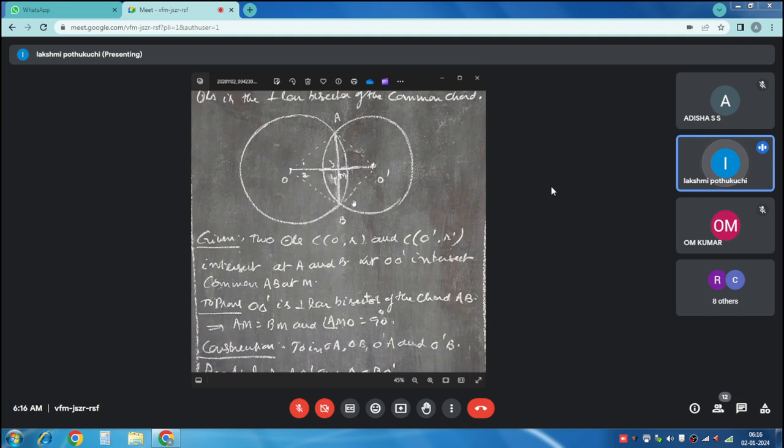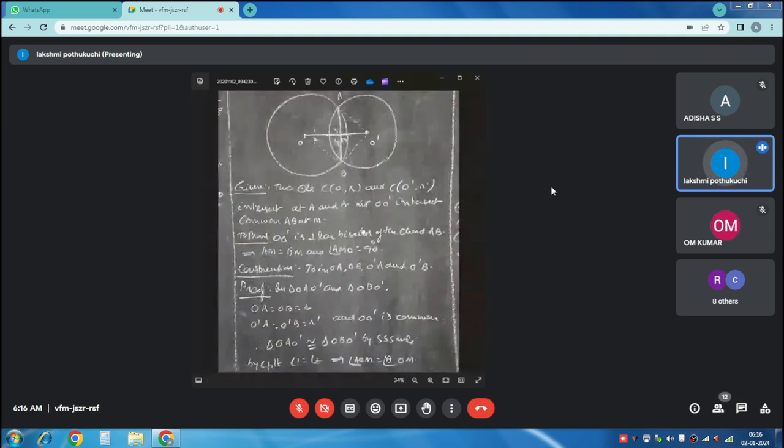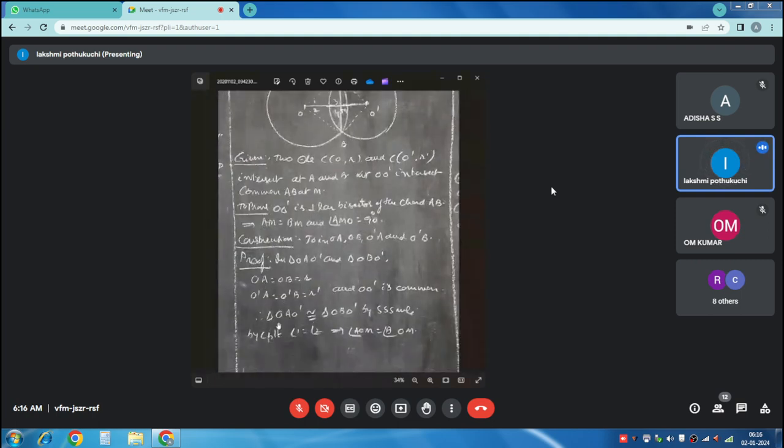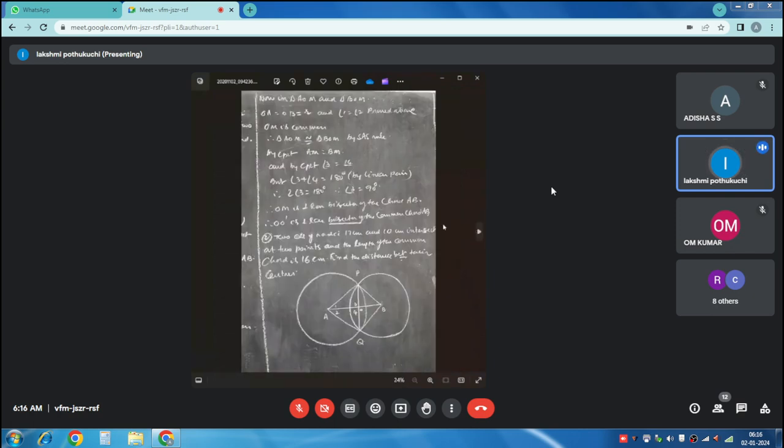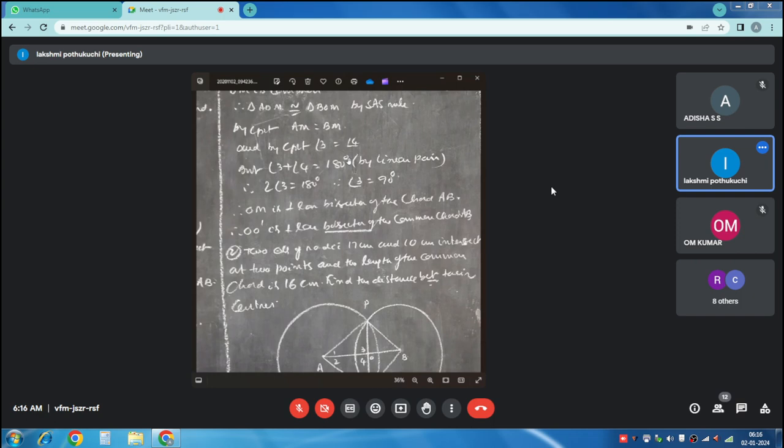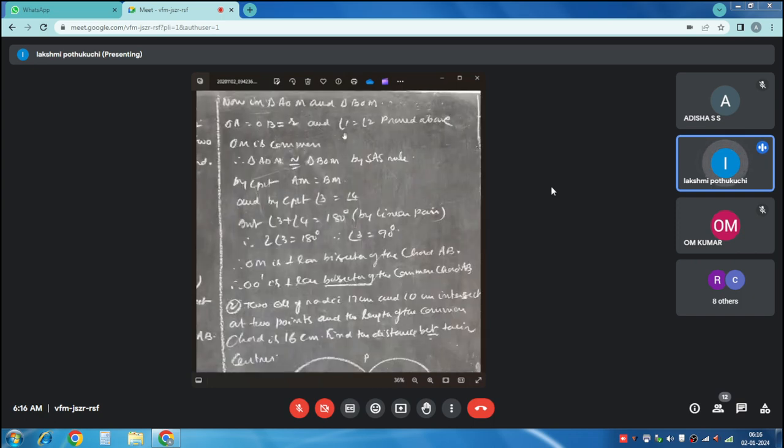Full proof is over. See, the construction. We have proved these two triangles are congruent. Next now. First pair congruent, second pair congruency. Linear pair. Bisector. Hence it is proved. Over.